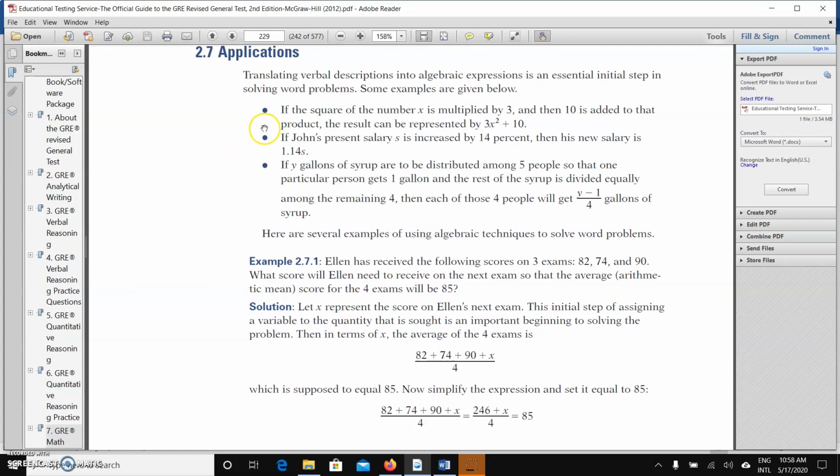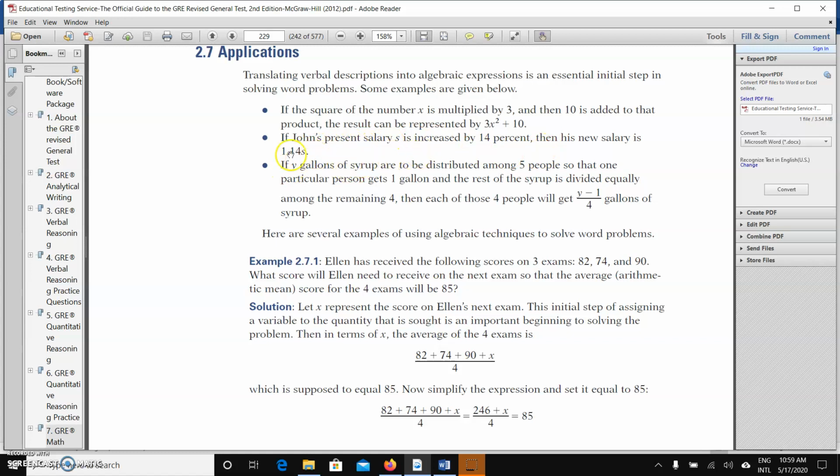So these are examples. If the square of a number x is multiplied by 3, that would be 3x squared, and then 10 is added to that product, that would be 3x squared plus 10. The result can be represented by 3x squared plus 10. So if John's present salary is S and is increased by 14%, then his new salary is 1.14S.